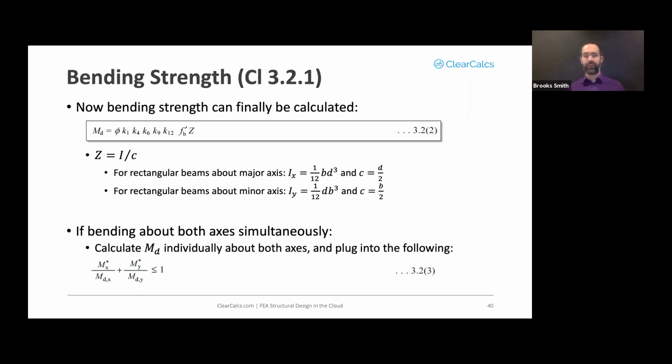The only additional note here is if you're bending about both axes simultaneously, both the major and minor axes, then you calculate your bending strength individually using the same procedure about each axis. Once you have it for each axis individually, you plug those values into the formula shown here. There's also a lengthier formula, again in Appendix E, that's going to be a little less conservative, but usually you can just use the formula given at the bottom of the screen here if you are bending about both axes.